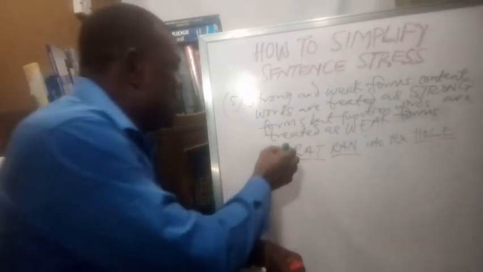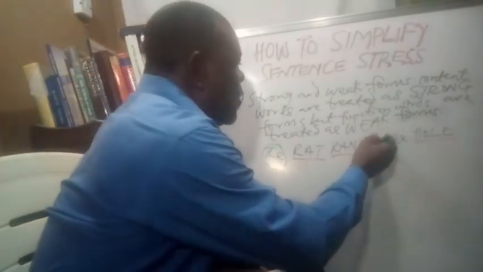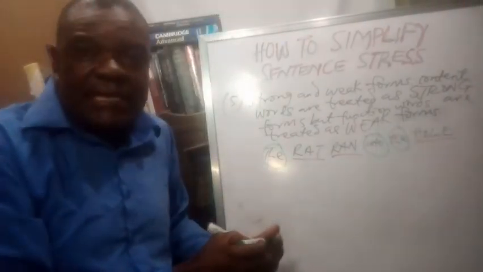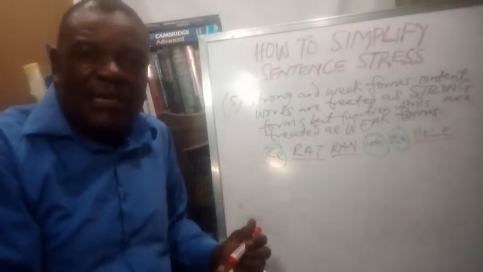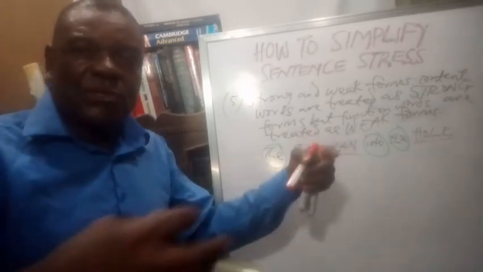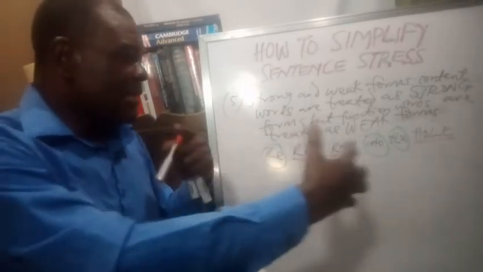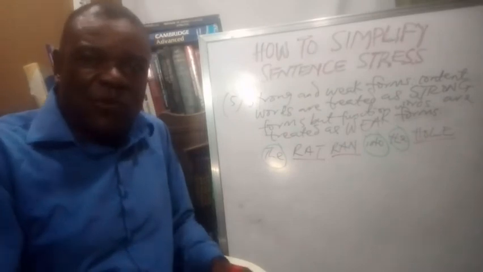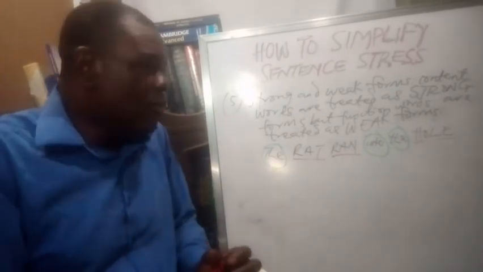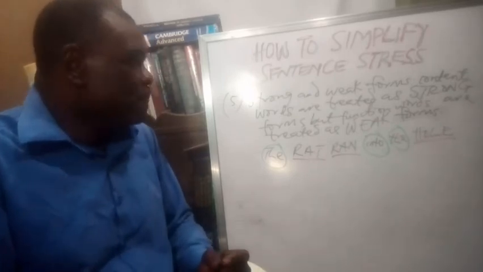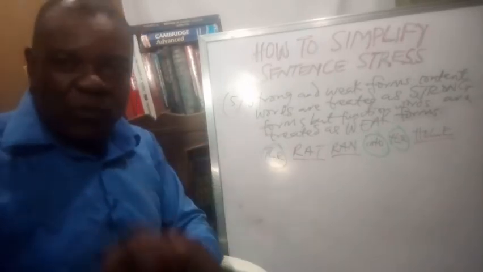Another name for function words is empty words. Empty in the sense that they do not carry meaning in themselves. They are just used to join the content words together. So we squeeze them in between the content words to complete the sentence. So we treat them as weak ones.